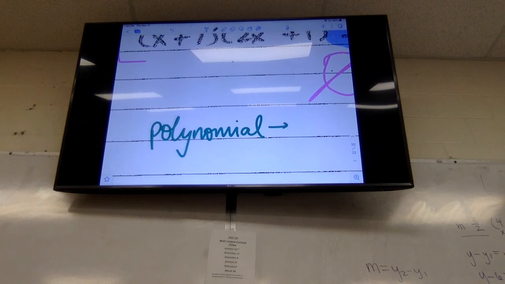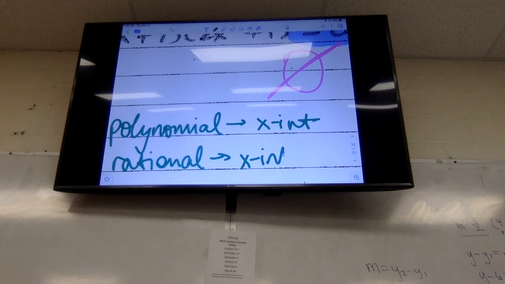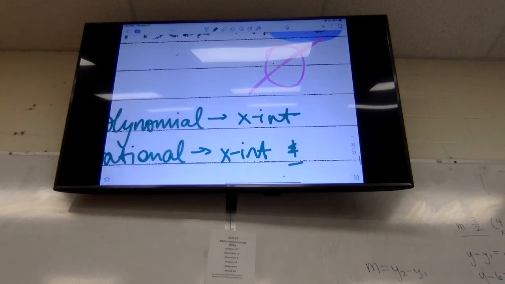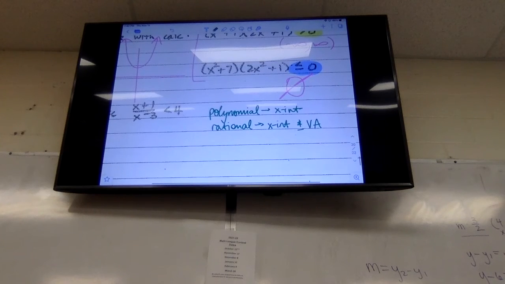When we have a polynomial function, all we care about are the x-intercepts. When we have a rational function, which is these with the fraction bars, we care about the x-intercept, and we also care about the vertical asymptote. Those are the two things that are going to change whether I'm on the positive side or the negative side or vice versa. So what we need to do is get this into one fraction greater than, less than, equal to zero, and then we're going to find the vertical asymptote and the x-intercept, and that's all we need.